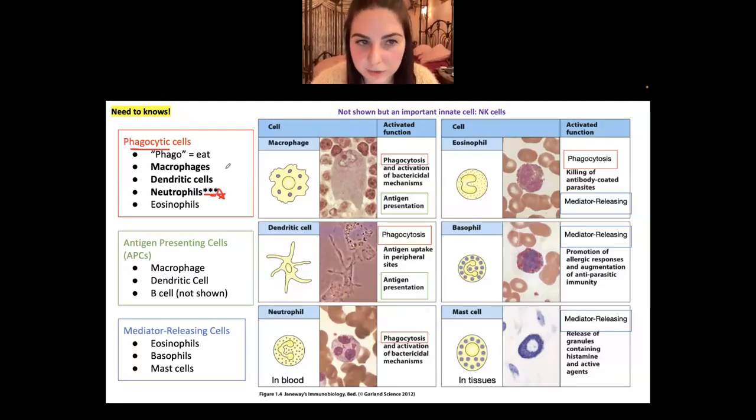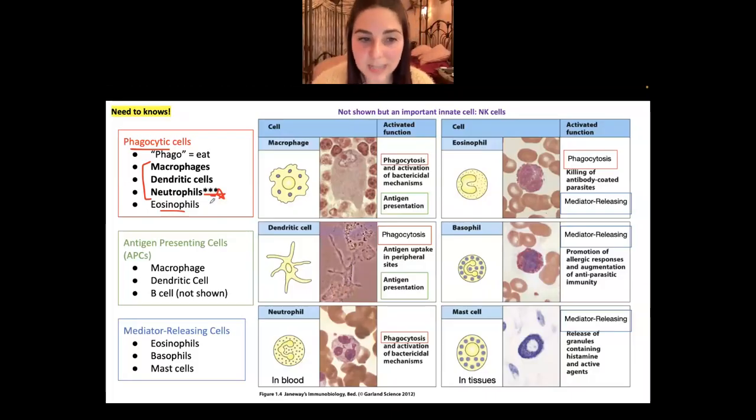But macrophages can also phagocytose. Dendritic cells can also phagocytose. And eosinophils technically can, but no one thinks about them as being phagocytic cells. So you're good to just think of these 3. But for completeness, I put eosinophils. Eosinophils have another role. Okay, so those are the phagocytic cells that can go and engulf pathogens.